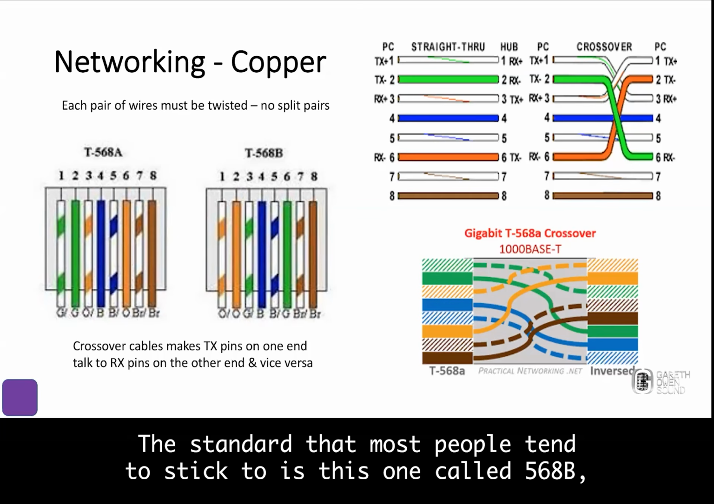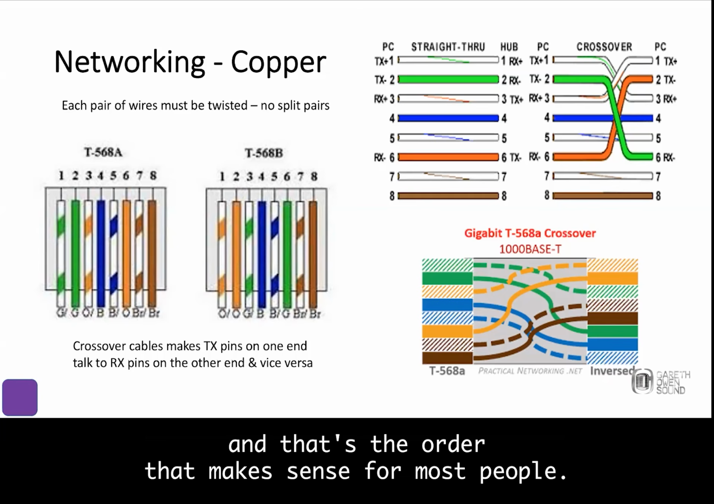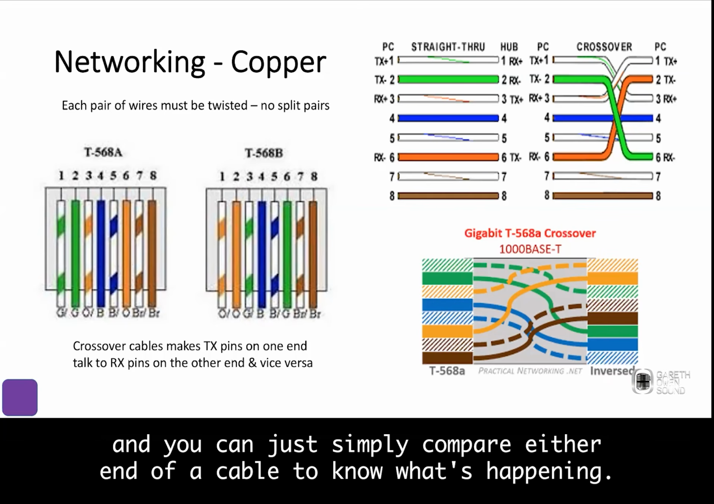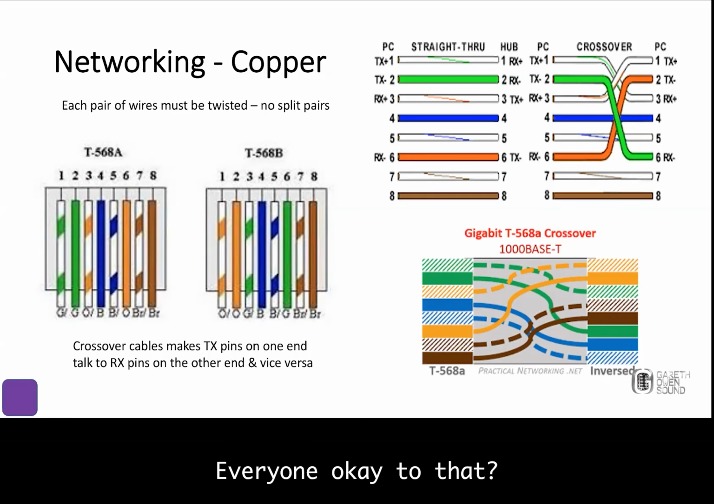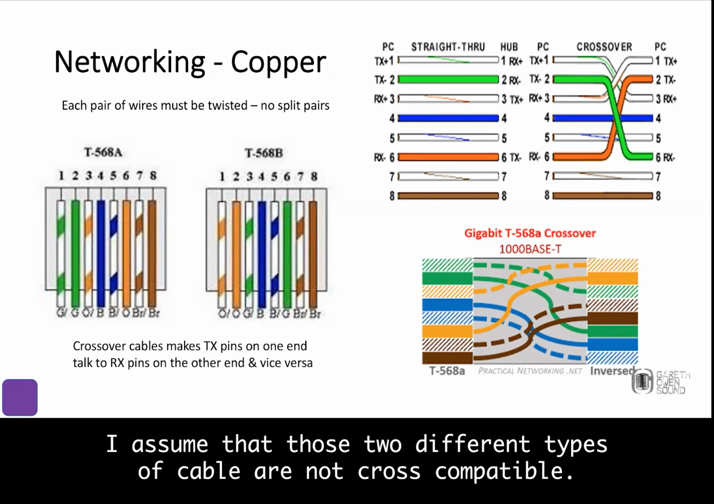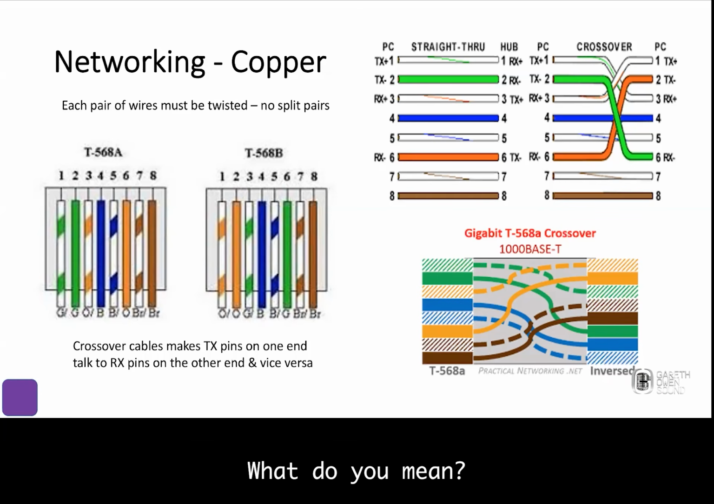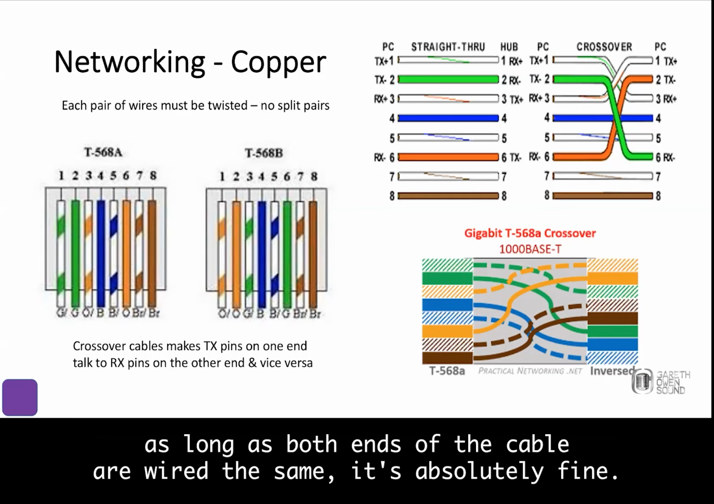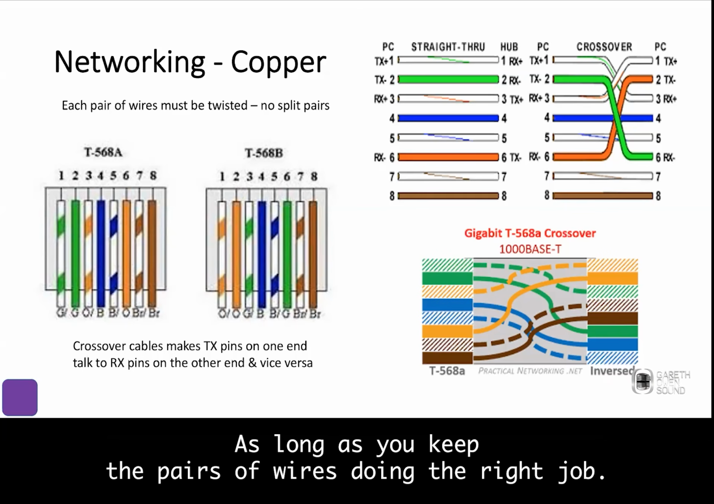The standard that most people tend to stick to is this one called 568B, and that's the order that makes sense for most people. But it's good to know that the 2 different standards exist, and you can simply compare either end of a cable to know what's happening. Everyone okay to there? I assume that those 2 different types of cable are not cross-compatible. What do you mean? Well, if you end up with a mixture of 2 different... As long as both ends of the cable are wired the same, it's absolutely fine, as long as you keep the pairs of wires doing the right job.